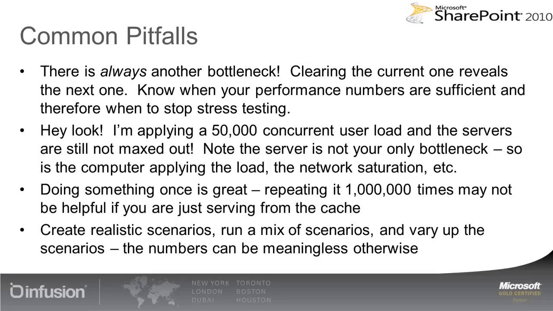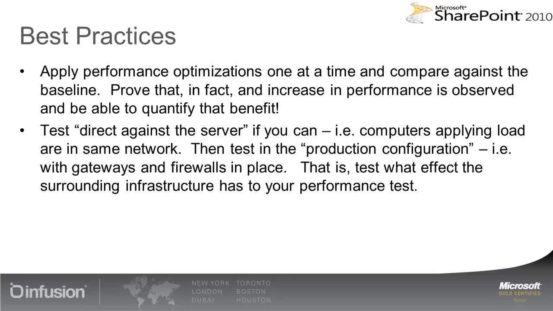Just common pitfalls. I mentioned one about thinking your computer can do 50,000 concurrent users. It can't. Doing something once is great. Repeating it 1,000,000 times successively is not helpful because you're probably just serving from cache. Create realistic scenarios. And know that you'll eventually run into a bottleneck, but the trick is deciding when it's good enough.